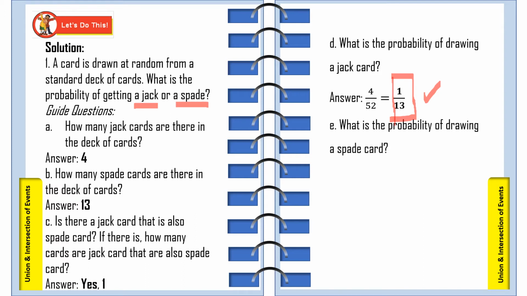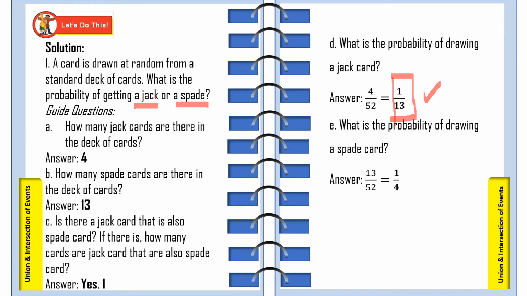Okay, next. What is the probability of drawing a spade card? Ito naman ay spade card. Probability or chance na makukuha mo ay spade card. Okay, the answer is 1/4. Isasabi muna natin, saan galing yung 13/52? Yung 13, ito yung dami ng cards na spade. Yun yung mula sa A of spades, 2 of spades, 3 of spades, hanggang king of spades.